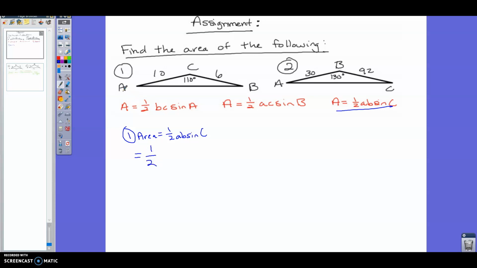Across from angle A is side A, across from angle B is side B. So in place of A, we put a 6. In place of B, we put 10. And we multiply that by the sine of C, which is 110. So this we can type into the calculator, and that's going to give us the area.